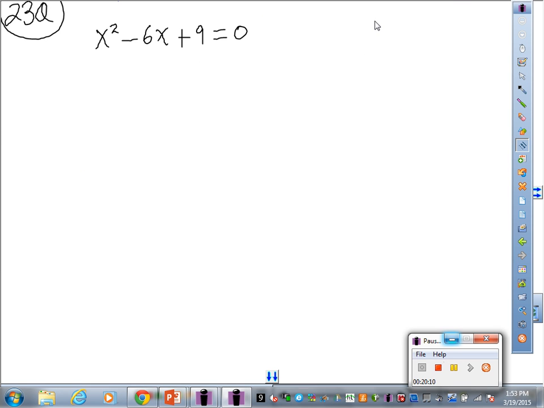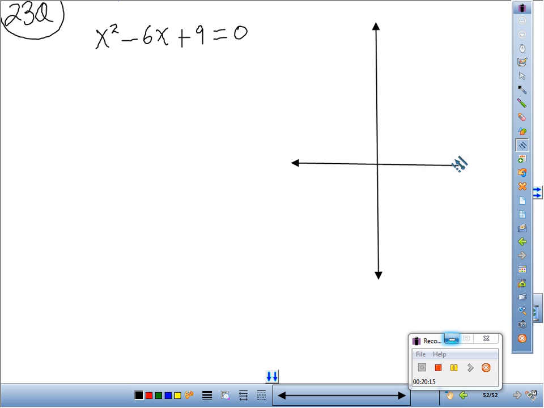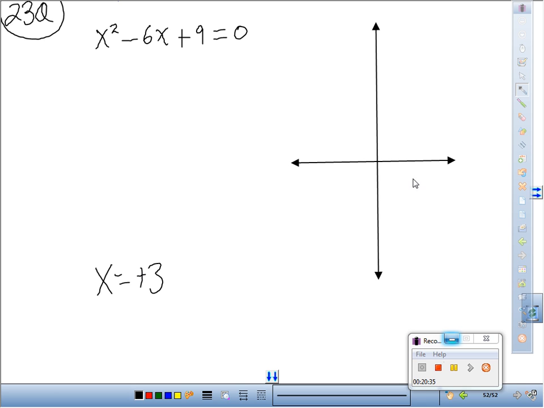Alright, here goes the graph. Your roots were negative 3, is that correct? Okay. No? Plus 3? Oh, plus 3, okay. So therefore it's 3 right here. My y-intercept is 9. So my parabola looks like this. Hands up if you got it like that?